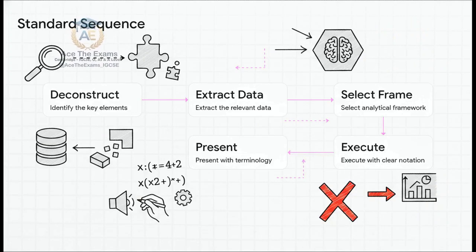This is where we introduce the PEEL framework: point, evidence, explanation, link. Every paragraph you write should make a point, back it up with evidence from the scenario, provide an explanation of the computer science principle, and link it back to the question. If you skip any of these steps, you are just throwing away easy marks.